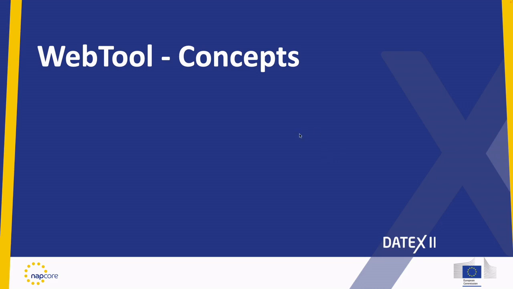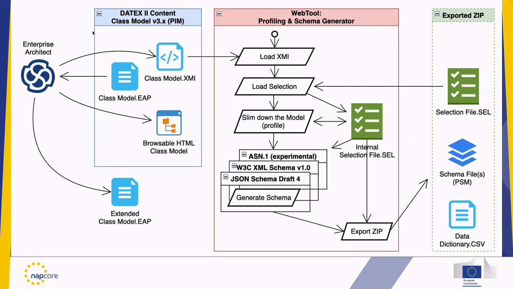So the web tool has some concepts. On one side, it has the rich class model, which lives in a form of an EAP file, which is the native format used by Enterprise Architect. It has an XMI form, which is an exported and rather portable format of the class model, and it might be exported into a browsable HTML class model, which is human readable and easy to explore. So these are a couple of different representations of the class model of DATEX, and for our web tool we will use the XMI because this is the best readable format for the tool.